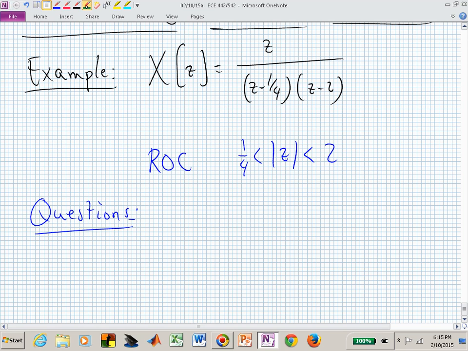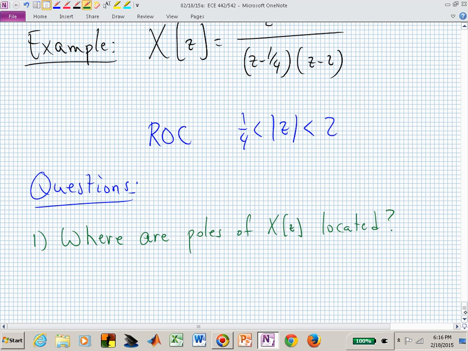Here are some possible questions that you could even ask, or answer if you were looking for partial credit, without even finding little x of n explicitly. You could say, where are the poles located? And I hope you can tell me where that is based on that capital X of Z.